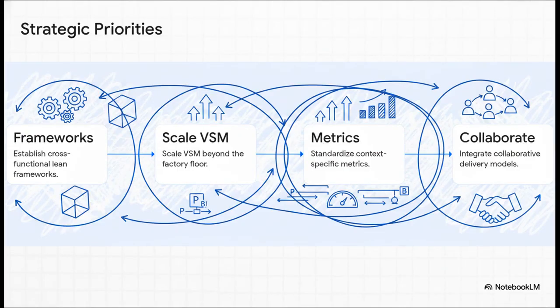Now, to actually pull this off in the real world, organizations really need to follow 4 strategic priorities. First, you have to establish cross-functional frameworks that tie VSM together with platforms like BIM. Second, you've got to scale VSM beyond just the factory floor and into your administrative workflows. Third, standardize your metrics across the board. And finally, utilize collaborative contractual structures like integrated project delivery to ensure incentives are perfectly aligned across every single stakeholder.